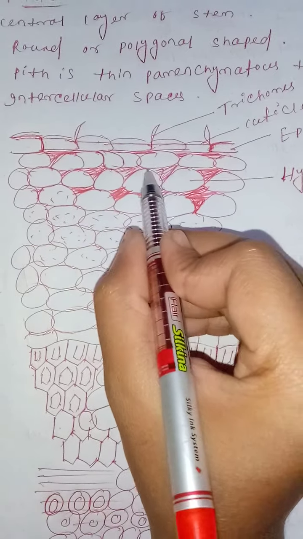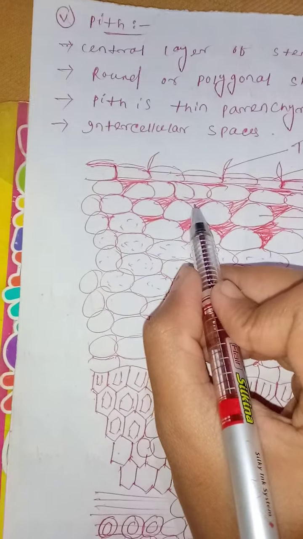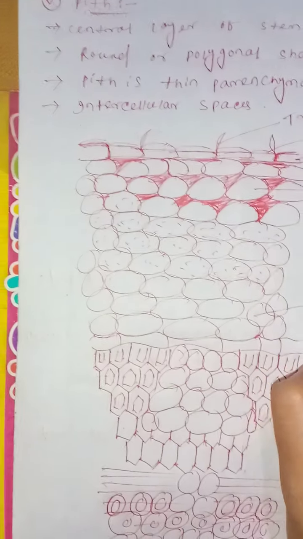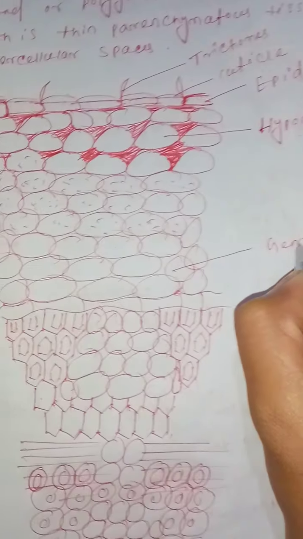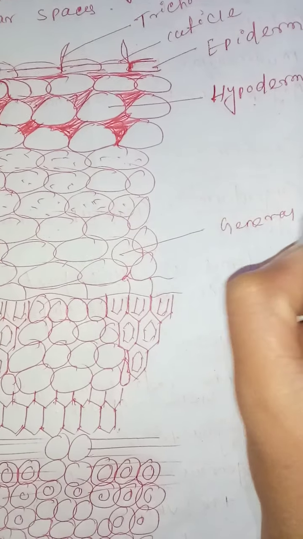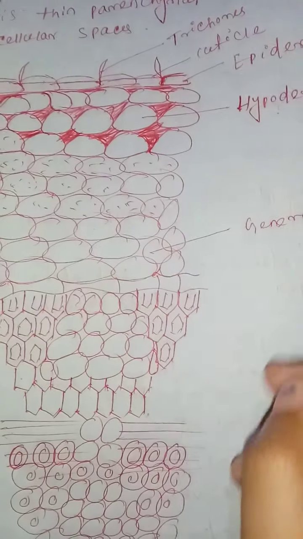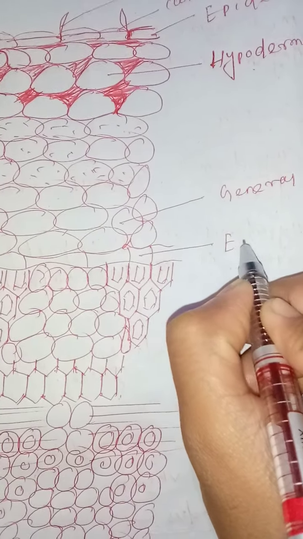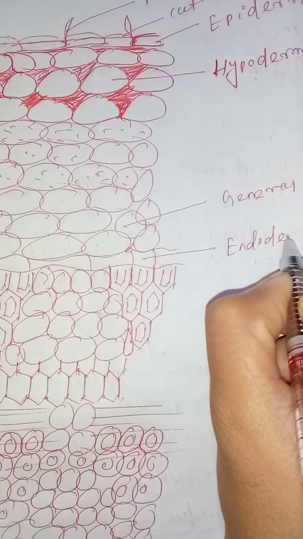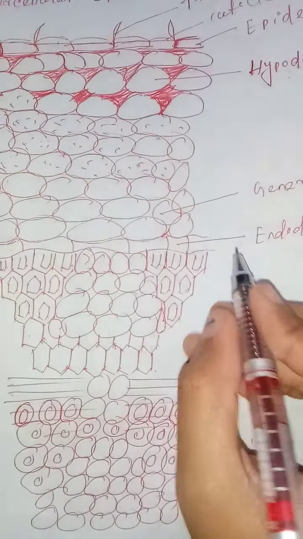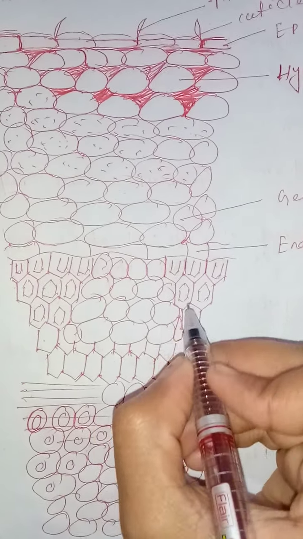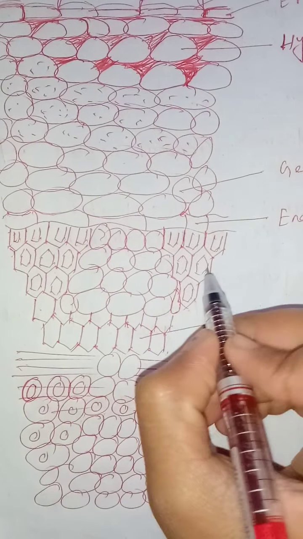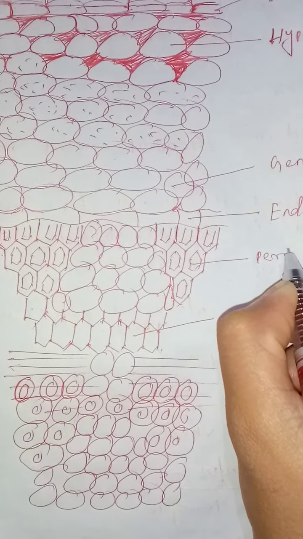And they are attached to each other. That means they have no internal spaces. Then below the hypodermis we have found general cortex. And below the general cortex we have found barrel-shaped endodermis. Then below the endodermis we have found pericycle.